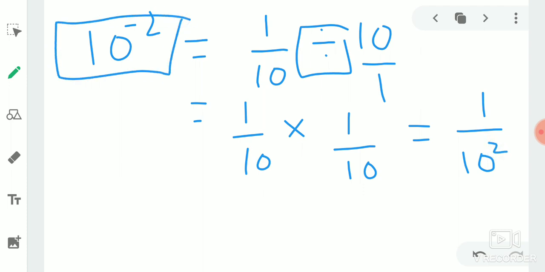10 raised to power minus 2 is the reciprocal of the base raised to the positive sign of the exponent.